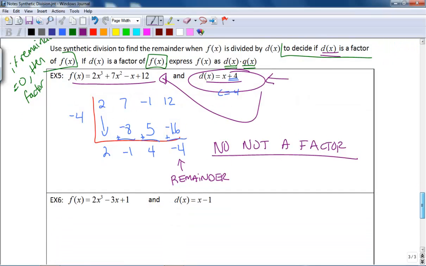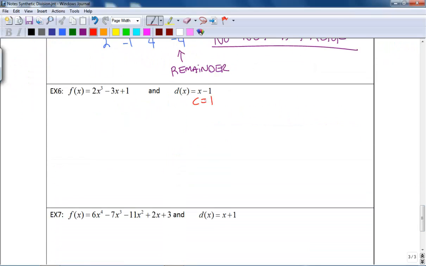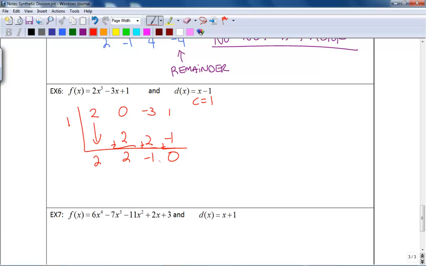All right, let's go to the next one. What is c? c is 1. Upside down division bar. Put the 1 there. All right, I have a cubed, so 2, and then I need a squared term. No squared term, 0 placeholder. Linear. Constant term. Bring down my 2. 1 times 2, 2. Add down, I get 2. 1 times 2, 2. Add down, I get -1. 1 times -1, -1. Add down, I get 0.